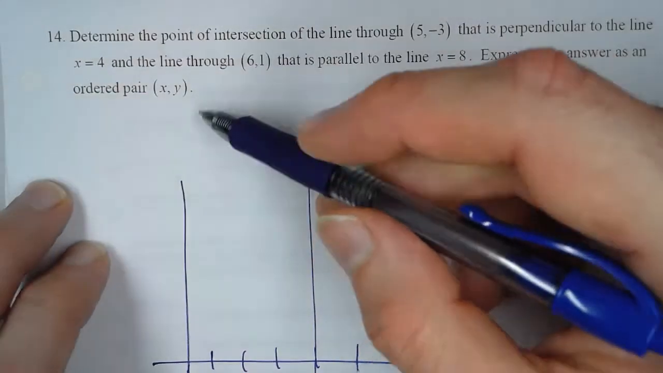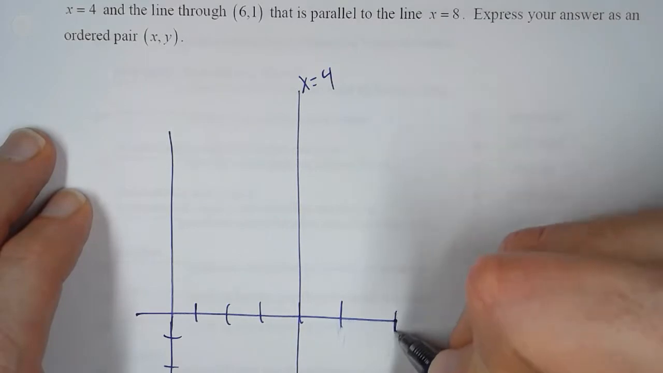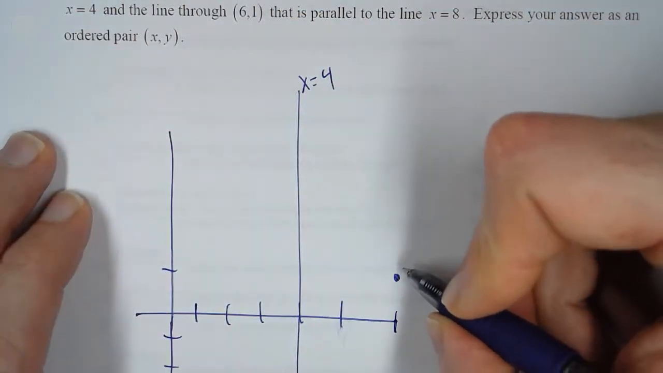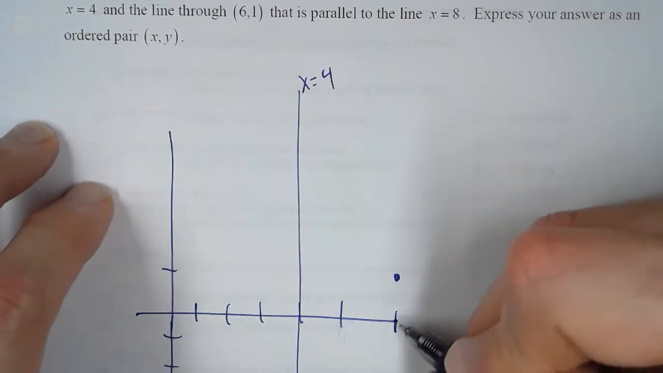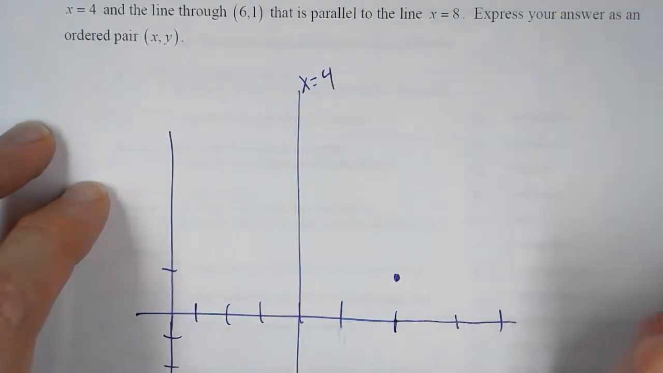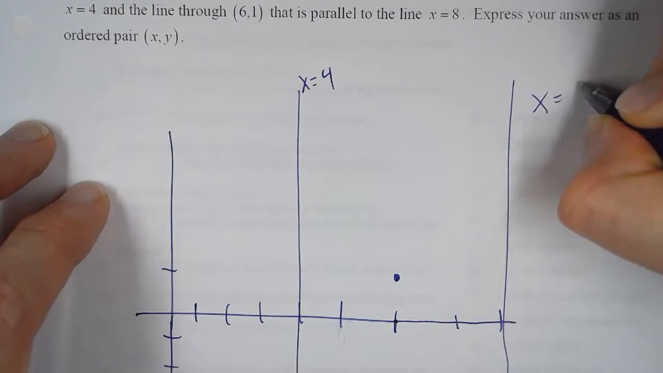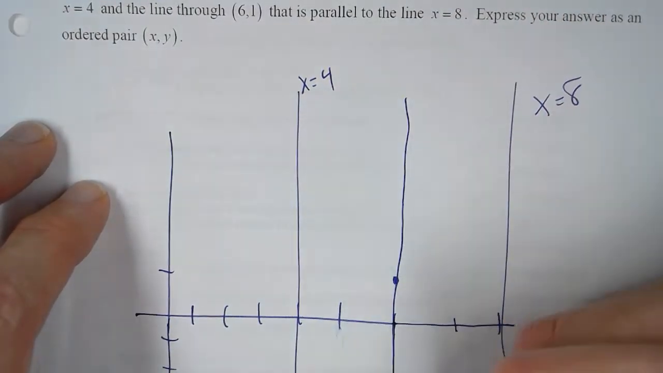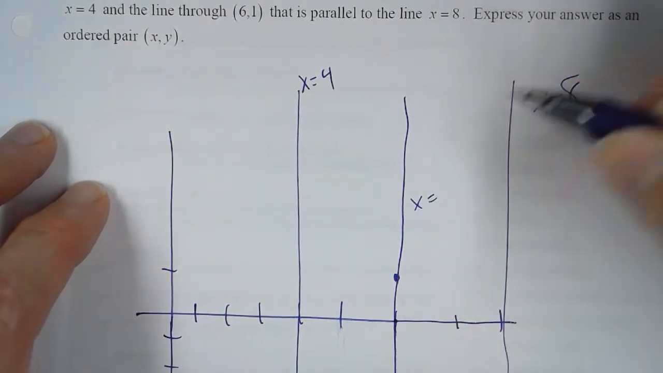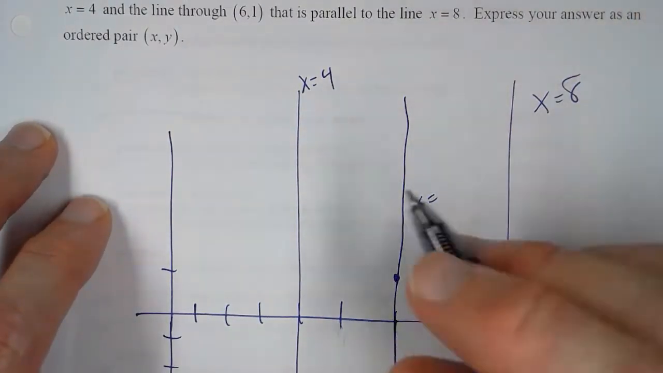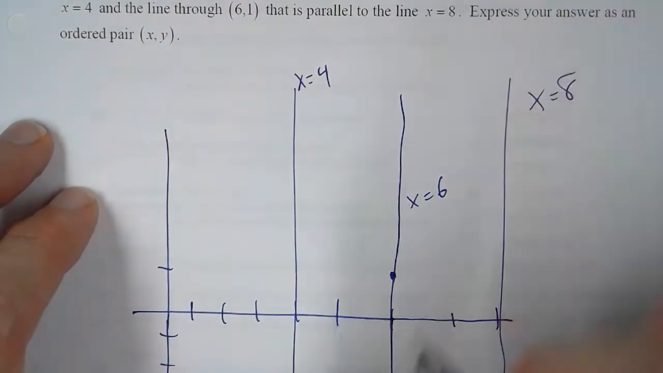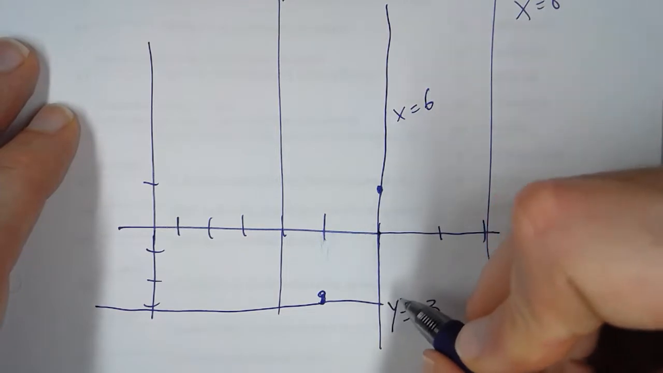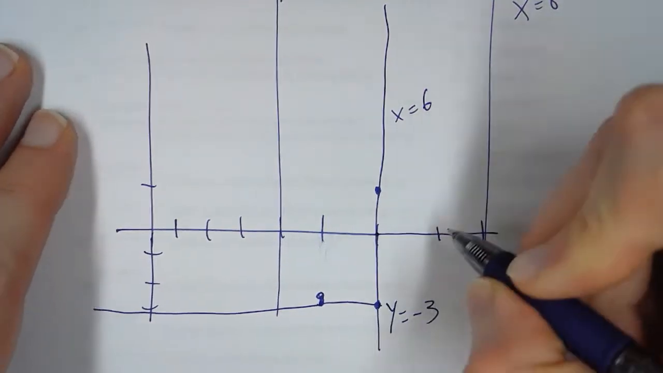And the line passing through (6, 1), all right, so here is (6, 1), that is parallel to the line x equals 8. Well, x equals 8 is out over here. So if it's going to run parallel, then that's going to be vertical. So we have x equals 6. All right.